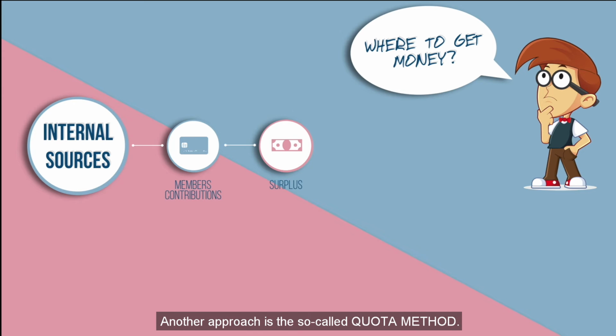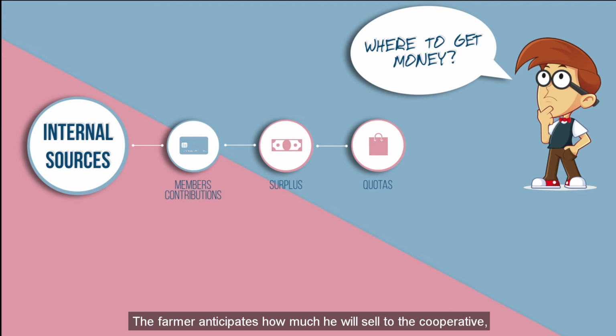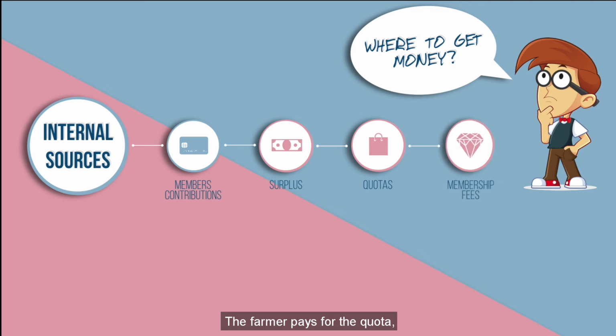Another approach is the so-called Quota Method. Under this model, the farmer anticipates how much he will sell to the cooperative. Then the cooperative calculates the value of the quota based on the amount of investment needed and the total output. The farmer pays for the quota, thus financing the necessary investments, or part thereof, if other sources of financing are used.